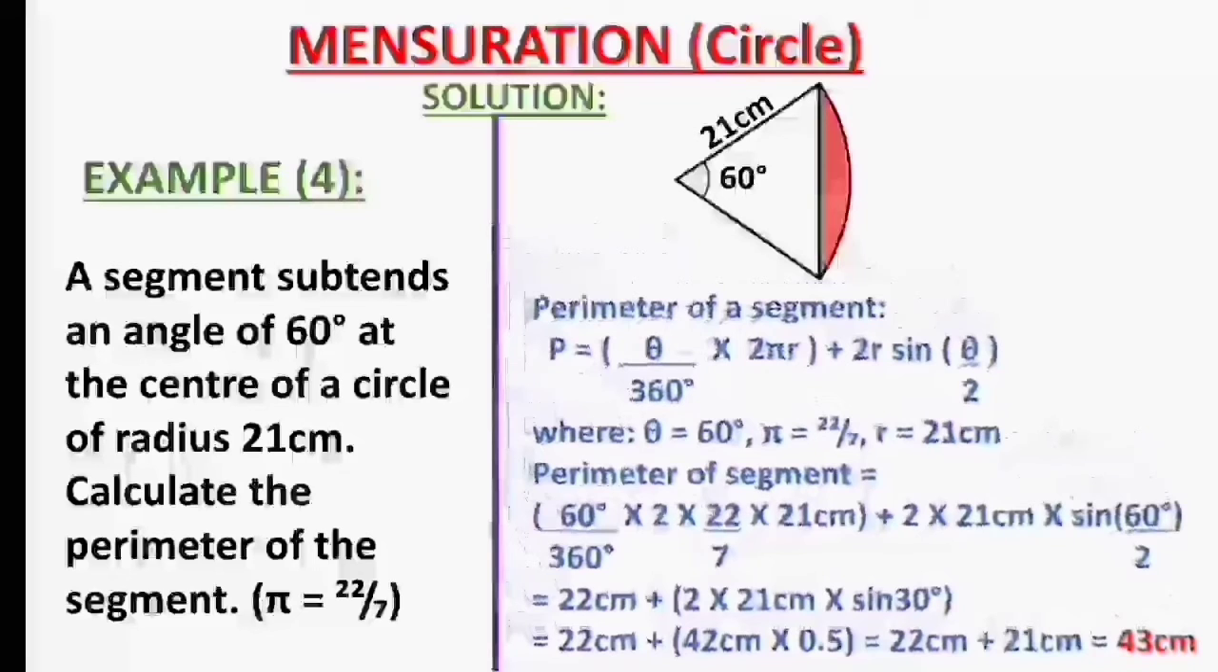Substituting the values in the question, theta is 60 degrees, pi is 22 over 7, the radius of the circle is 21 centimeters. What you do here, substitute these values into your formula and calculate. At the end of your calculation, the perimeter of the segment in question 4 is 43 centimeters.